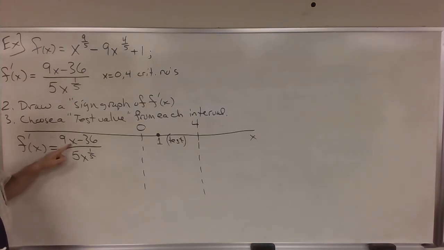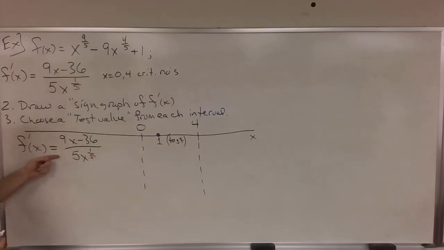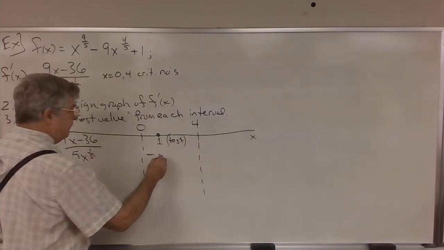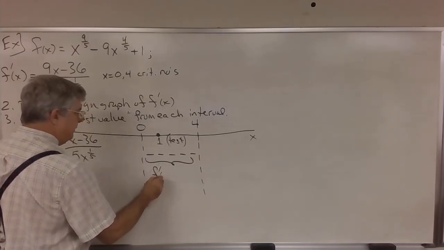Plug in 1, we get 9 minus 36, which is negative 25. Plug in 1 here, we get 5. Negative 25 over 5 is negative 5. When x is 1, the derivative is negative. So it's going to be negative throughout this interval.